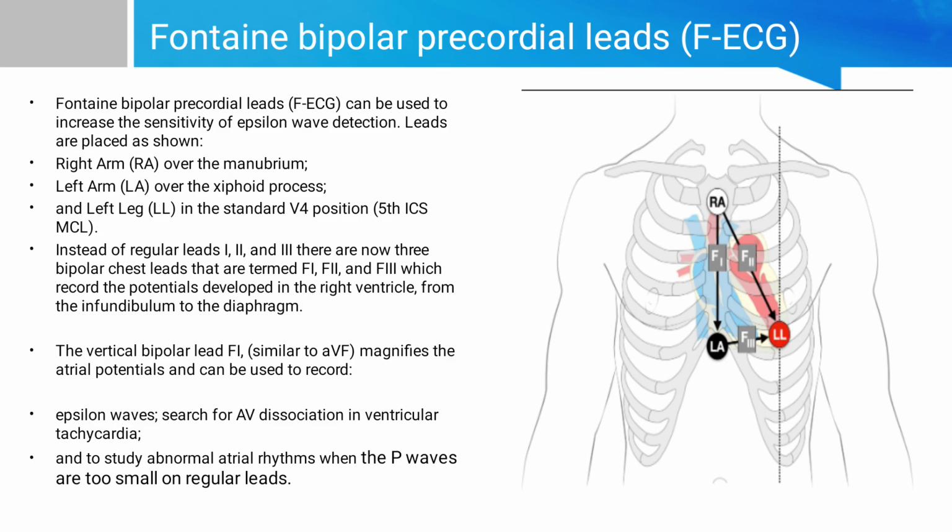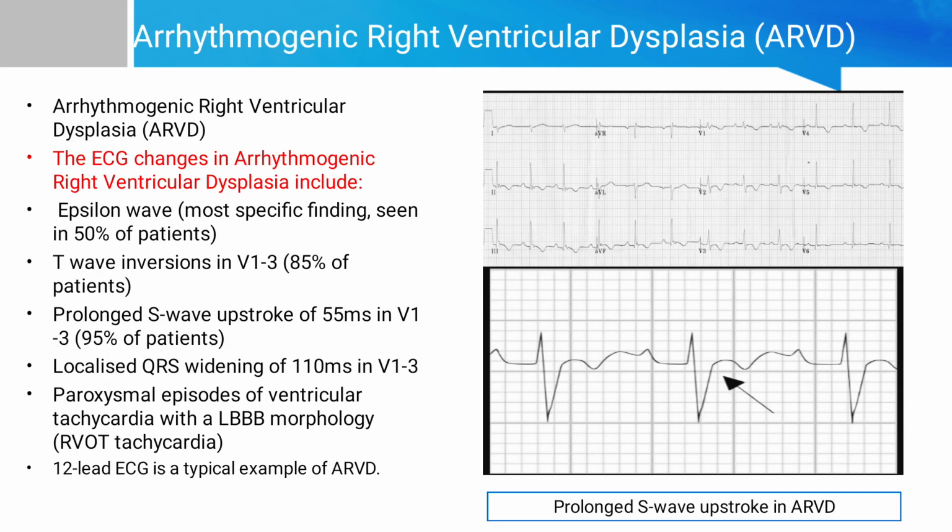Instead of regular leads like lead 1, 2 and 3, there are now three bipolar chest leads that are termed F1, F2, and F3, which record the potential developed in the right ventricle from infundibulum to the diaphragm. The vertical bipolar lead F1 is similar to aVF. It magnifies the atrial potential and can be used to record epsilon wave, search for AV dissociation in ventricular tachycardia, and to study abnormal atrial rhythms when the P waves are too small on regular leads.